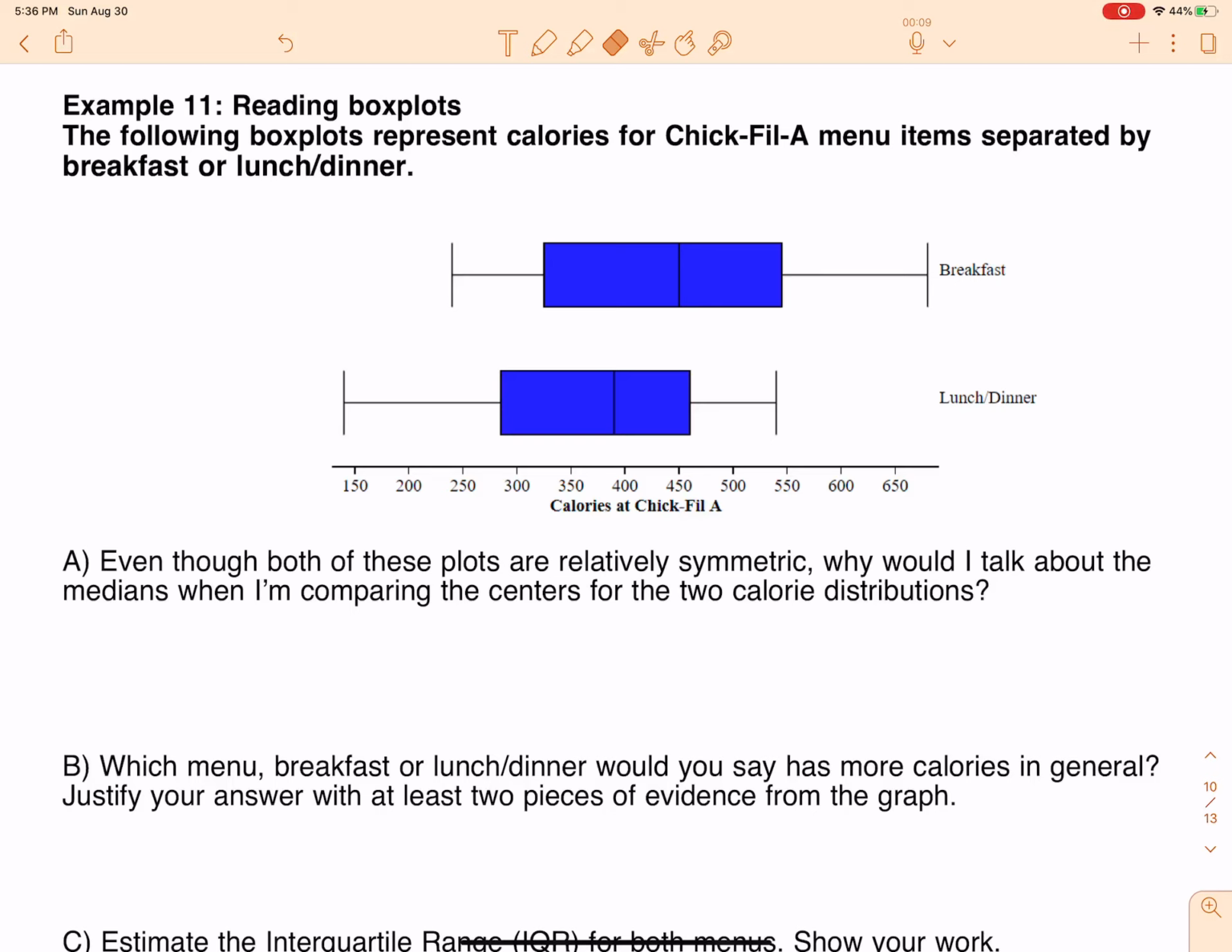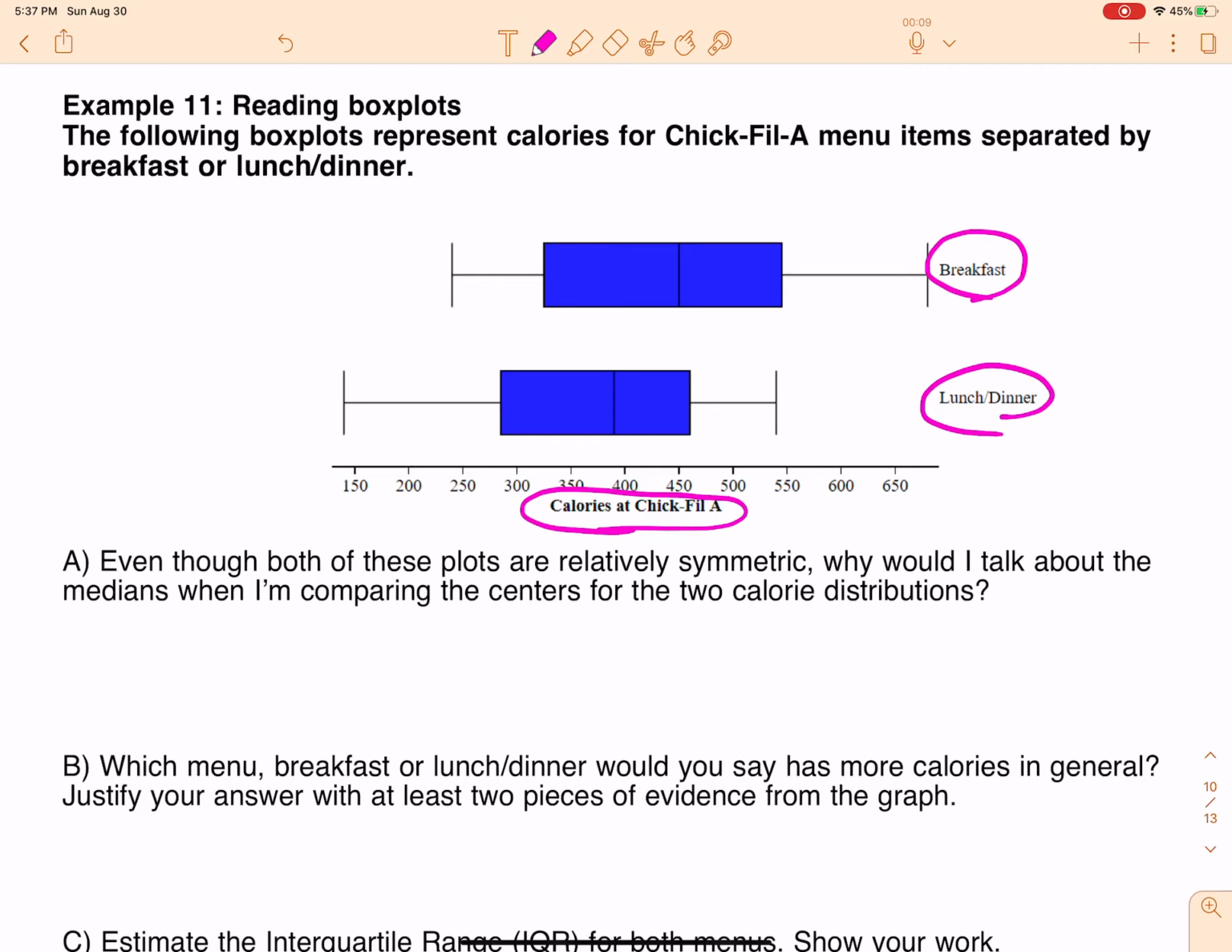Okay, we are going to look at example 11, which is just reading box plots, not building them. We have box plots representing calorie intake for Chick-fil-A menu items separated by breakfast or lunch and dinner. One thing about a box plot: these are always labeled out to the side, which one's which. When you build your own box plots on the next example, you need to pay attention to that. If they're not labeled, it's not right. And the x-axis is labeled with what we're measuring, which would be calories.